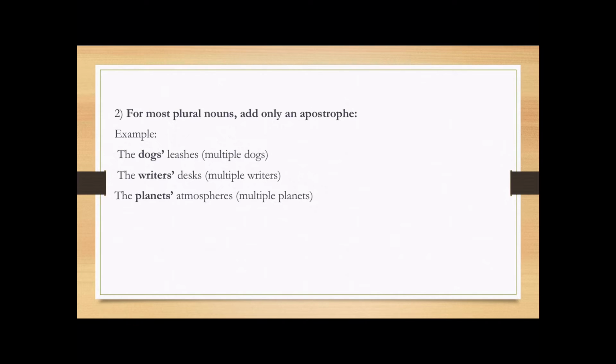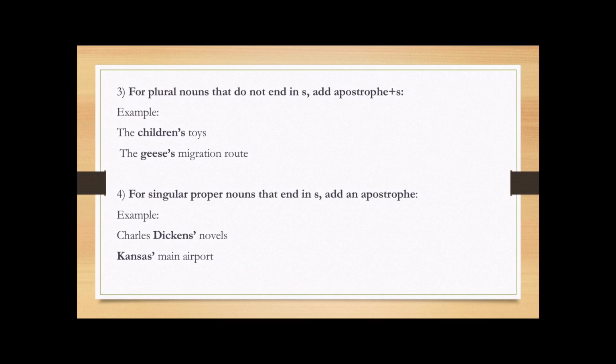We have another example, the writers' desks. Multiple writers, they are not only one. So that's why we just place an apostrophe after the plural noun. And the same in the other example. Rule number 3. When the plural noun does not end in s, we add an apostrophe s, as we see here. We see here the children's toys. This would be incorrect if we tried to make it plural with s. Remember, this is an irregular noun.